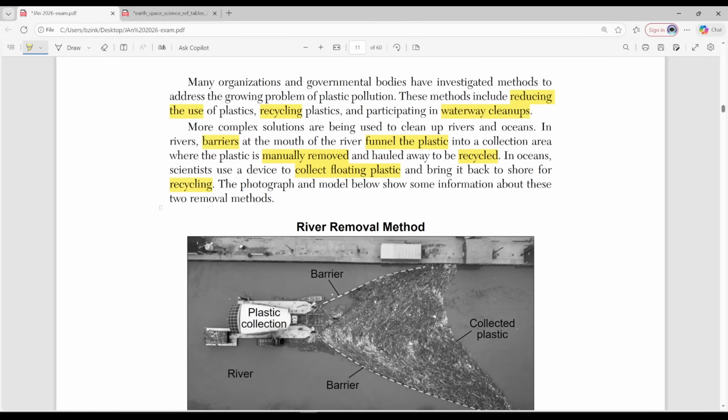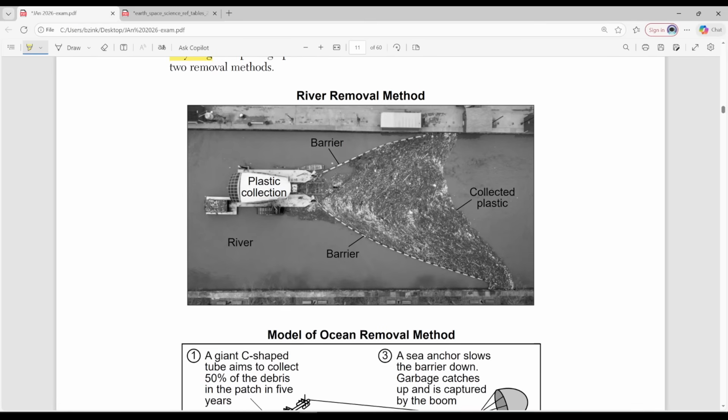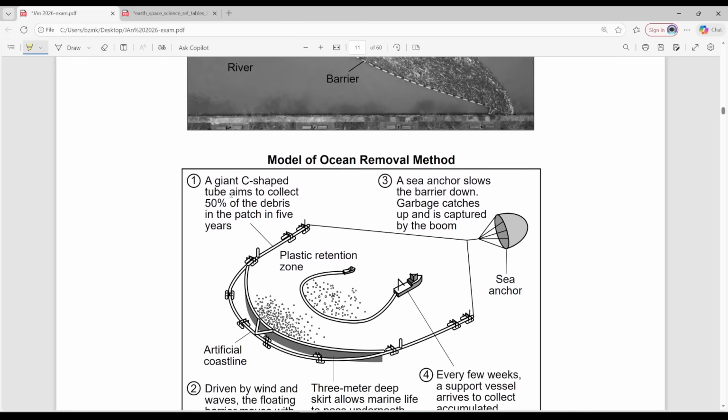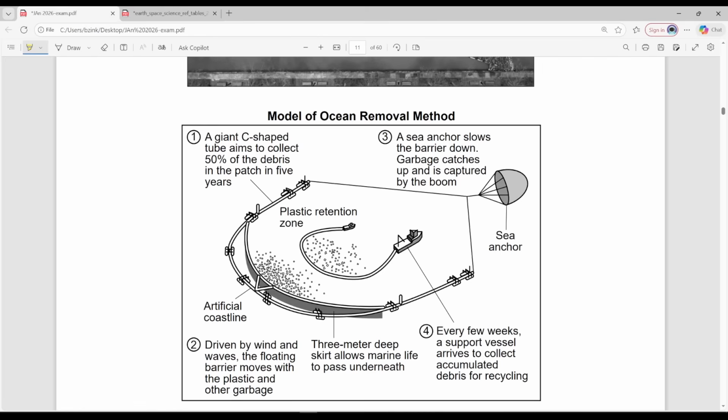The photograph shows some information about these. It's like a big barrier, like a funnel, and then they funnel it into this plastic collection thing. And then ocean removal: a giant C-shaped tube aims to collect half the debris in the patch in 5 years. Make sure you're going in order, 1 to 2. So we're just going to go like the tube, and then driven by wind and waves, the floating barrier moves with the plastic and other garbage.